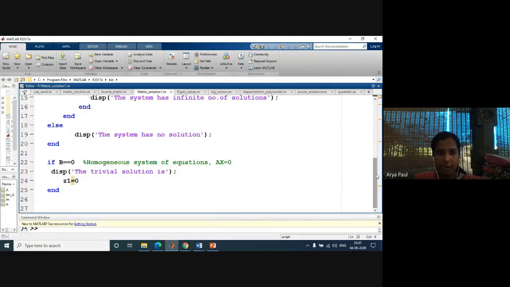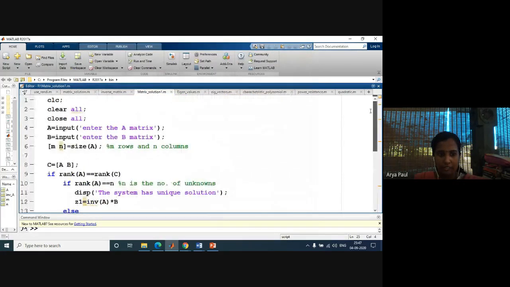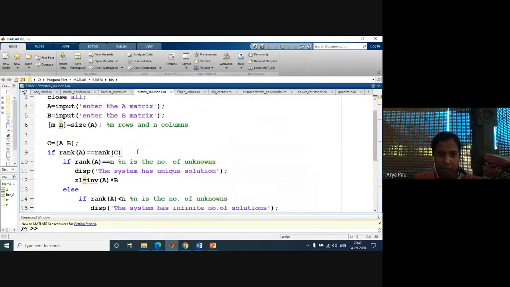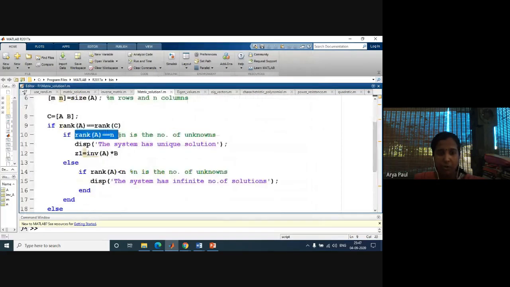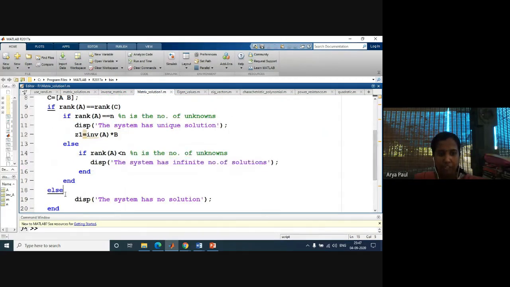This is the entire program. You can see if rank of A equal to rank of C, and inside that I am checking whether rank of A equal to number of unknowns. If it is correct, then it has a unique solution, so find out the solution. Else, if rank of A is less than the number of unknowns, then I am displaying the system has infinite number of solutions. Otherwise, if rank of A not equal to rank of C, then display the system has no solution.